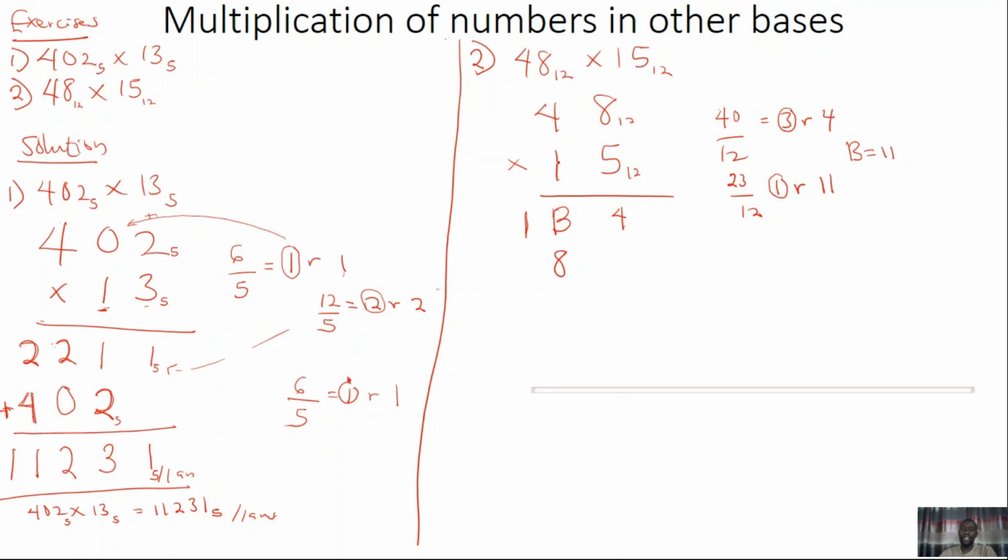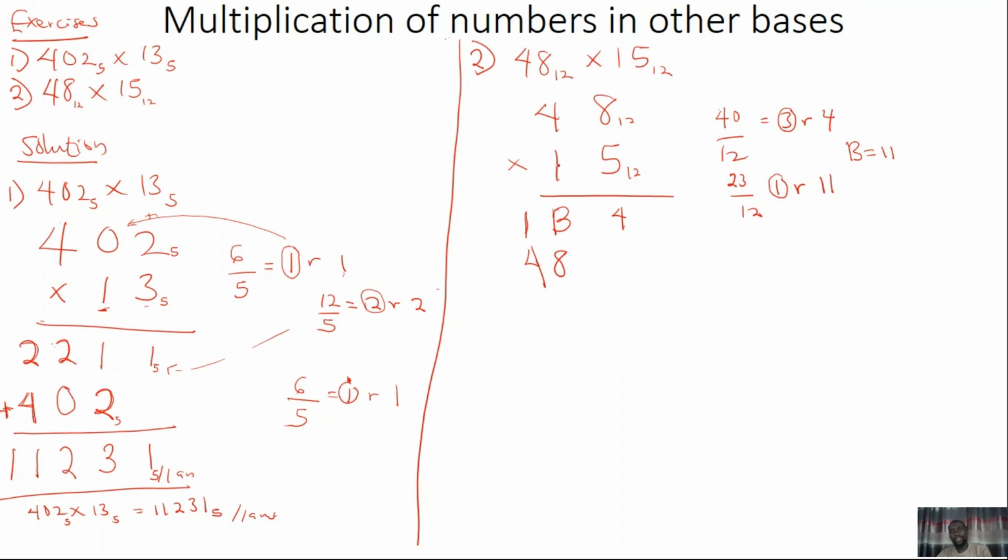We're going to multiply our current digit in the lower number with the next digit on top. And you know that the next digit is the digit to the left of the first digit that we used. And that will be 4. 1 times 4 is equal to 4. And since 4 is less than 12, we are not going to divide it by 12. What we are going to do is write it down there.